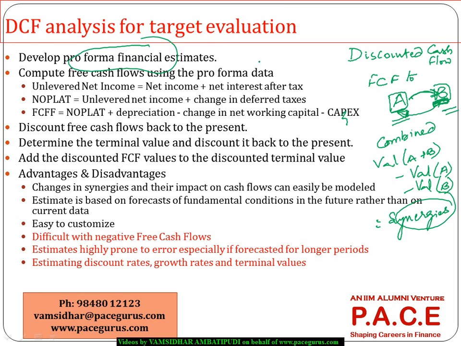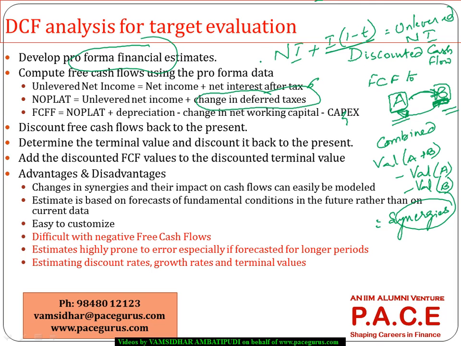In that, the way I can compute the free cash flow to the firm is, initially I start with the net income. To this net income, I add I into 1 minus T, which is the post-tax interest. This is what will become the unlevered net income, irrespective of the financing mechanism that is there. What is the net income for the business? That is what we are calling unlevered net income.